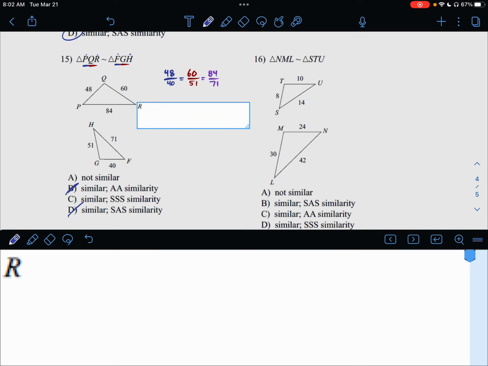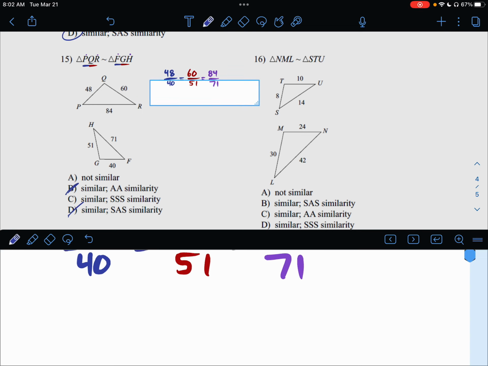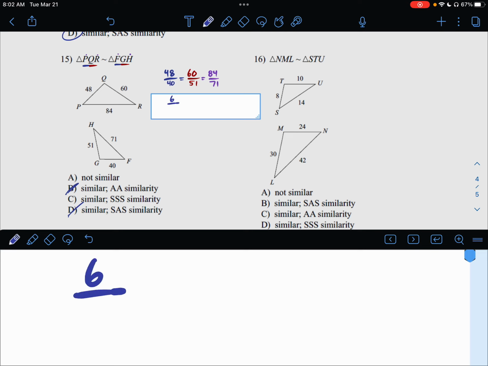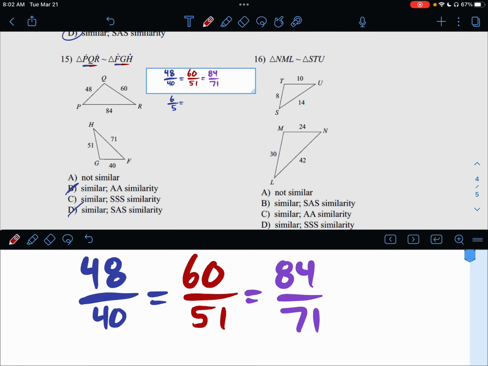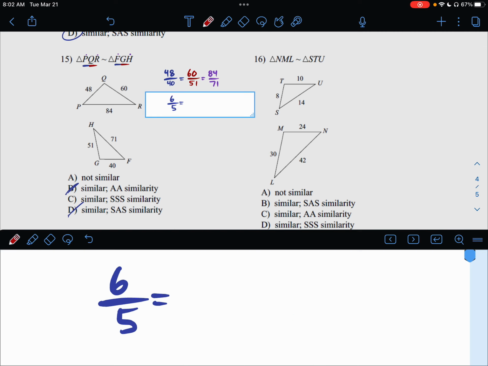Let's see, 48 and 40, I can pull out 8 from both of those. So 48 divided by 8 is going to give me 6. 40 divided by 8 is going to give me 5. Then I have 60 over 51. The GCF there is going to be 3. I divide both of them by 3. So 60 divided by 3 is 20. 51 divided by 3 is 17.